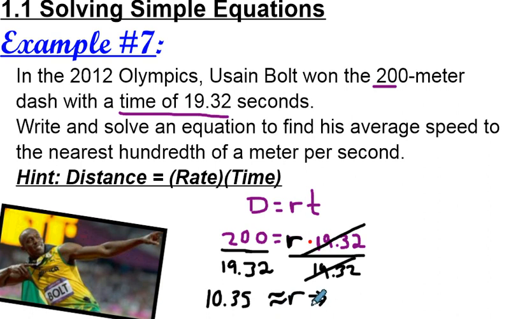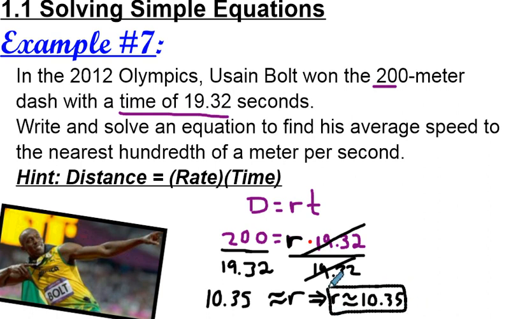And by the way, you're going to see me use this symbol quite a bit throughout the year. This double arrow actually is a math symbol, which means implies. So 10.35 is approximately equal to r, implies that r is approximately equal to 10.35. Just switching those around. So there's my solution.